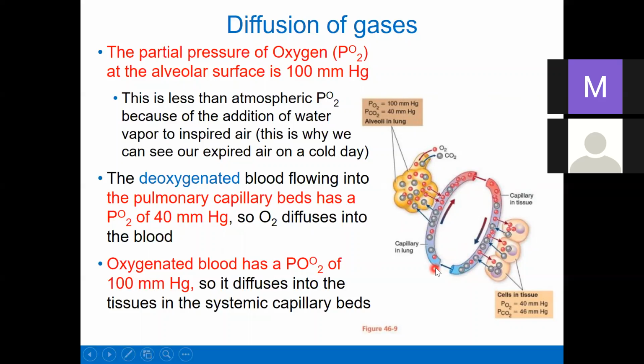Once the oxygen-poor blood comes into the lungs, at the pulmonary capillary, since we have a high oxygen partial pressure in the alveoli, the oxygen will flow into the capillary, and then we will oxygenate our blood in the pulmonary capillaries, because of the partial oxygen pressure gradient.